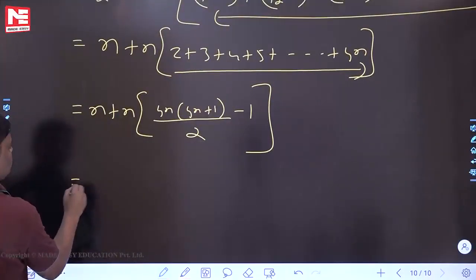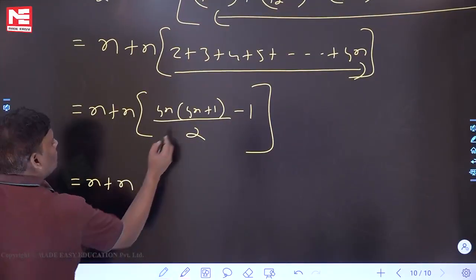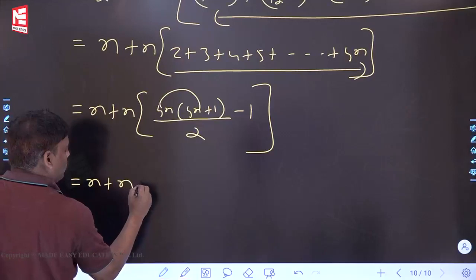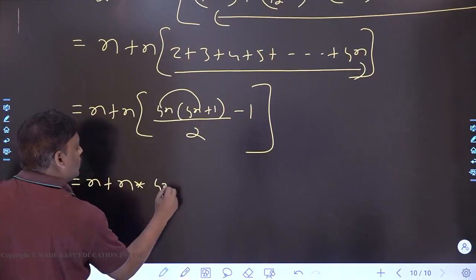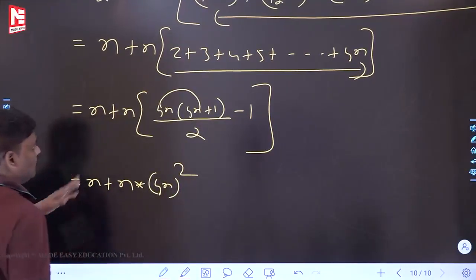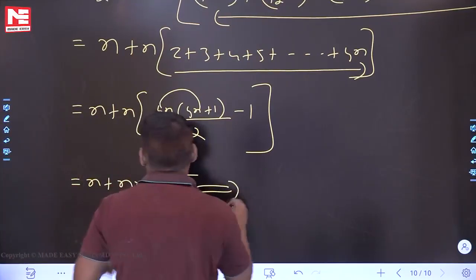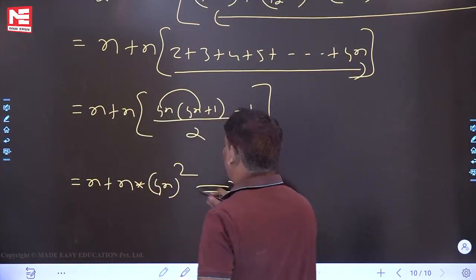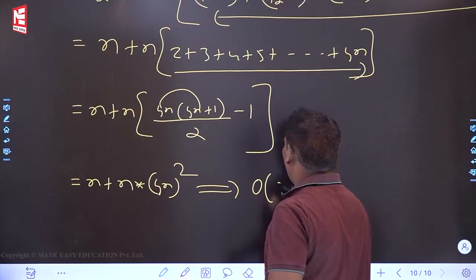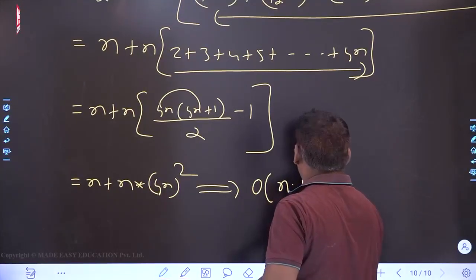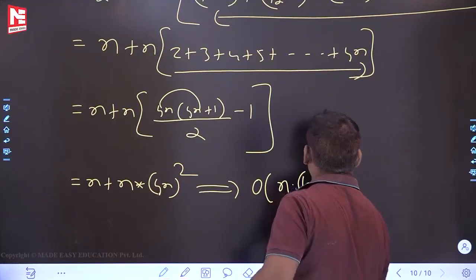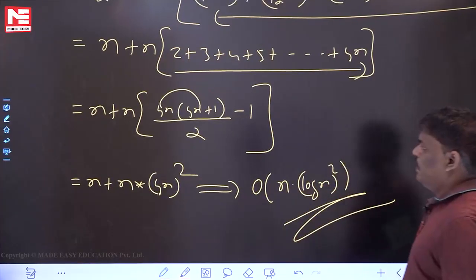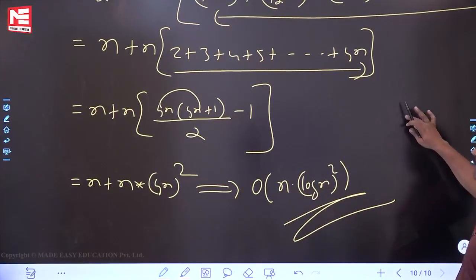Right? This goes to n plus n into, here what is the big function? Log n square into log n square. Forget about the small terms. It will become n and n into log n square. N into log n square is bigger, so big O of n into log n square. It is the answer for this. To this problem, the answer is going to be n into log n square.